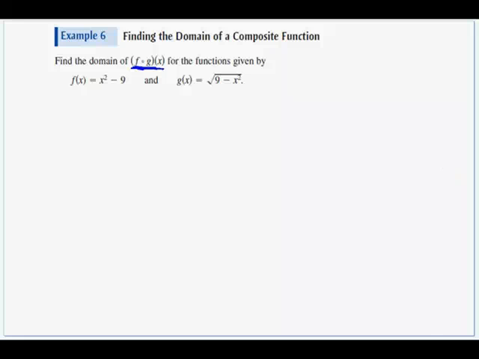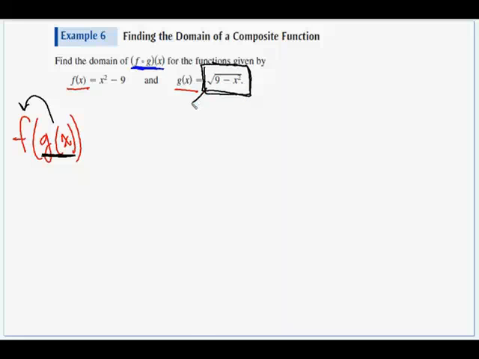So let's check this out. Here's f of x, here's g of x. We want to find f compose g, or f of g of x. We're going to take the g of x function and run it into the f function. So here's my g of x function. I'm going to wrap this up like a Christmas package, and I'm going to plug it into my f of x function, wherever I see an x.